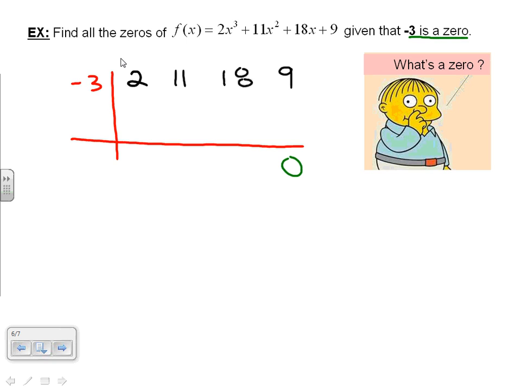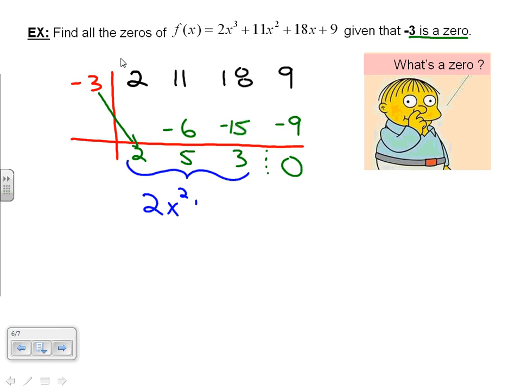So I'm going to bring down the 2. Negative 3 times 2 is negative 6. Again, add down. Multiply again. Negative 3 times 5 is negative 15. Add down. Multiply. I get negative 9 here. And sure enough, when I add down there, 9 minus 9, I get 0. So again, here's the neat thing about this. These numbers here tell me what the other factor is. So 2x squared plus 5x plus 3 is another factor.